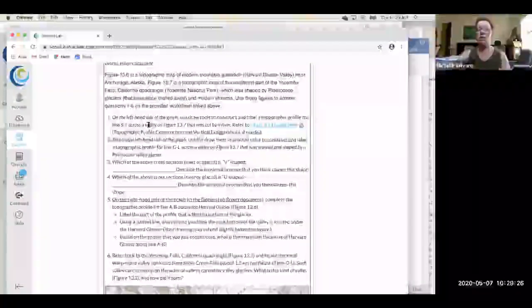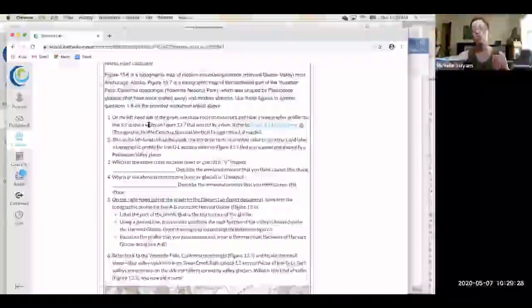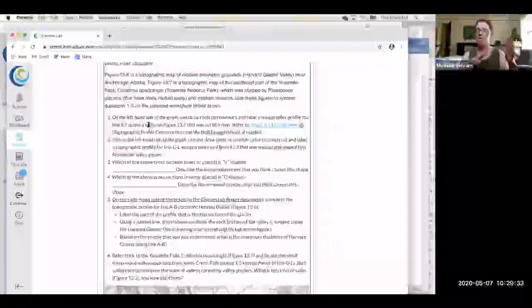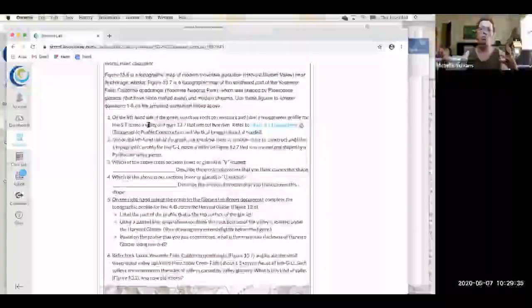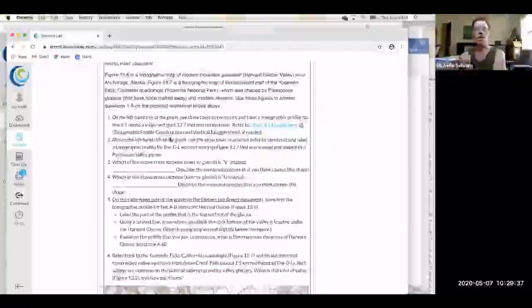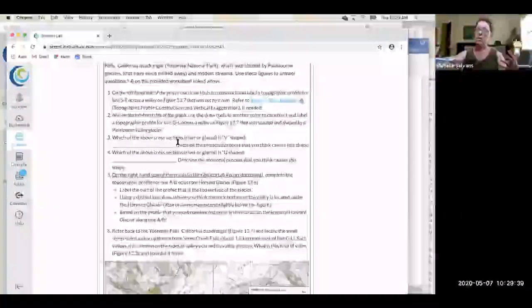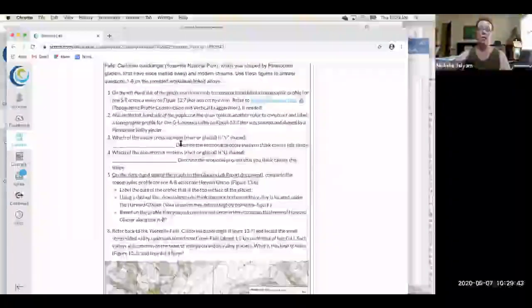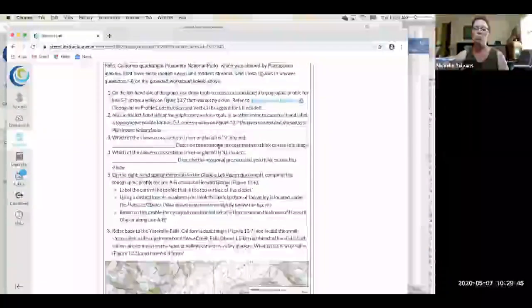So we haven't done a lot with creating cross sections, but we've used them multiple times. So this will be a chance for you to see a little bit of the process that goes into creating one of those cross sections. And then from the information that you've collected in this visual format, you're going to be able to answer some of these other questions.